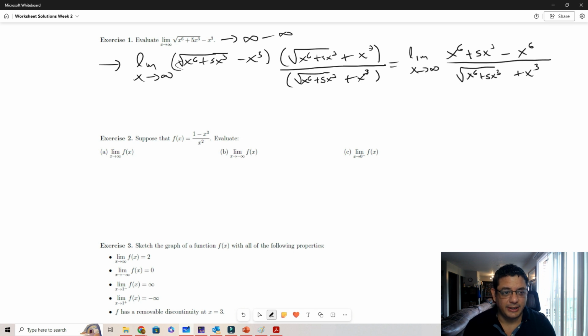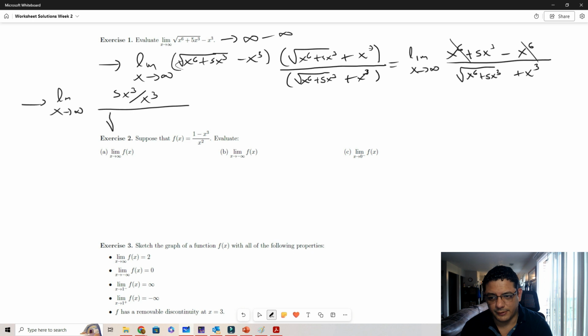At this point, notice that I can cancel out this x to the 6, and I'm just going to keep 5x to the 3, which is good because that's going to allow me to divide up and down by x to the cube. So now I'm going to have here 5x to the cube, but I'm going to divide by x to the cube there. I'm also going to divide by x to the cube inside of this root, which is essentially saying that I'm going to divide by x to the 6.